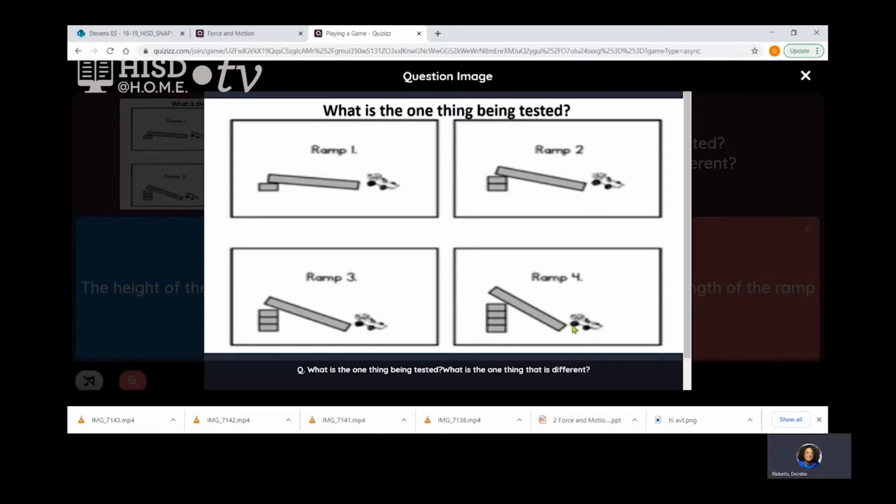The cars look the same to me. The ramps look the same to me. What's different is the height of the ramps, is they have different number of books in each ramp.